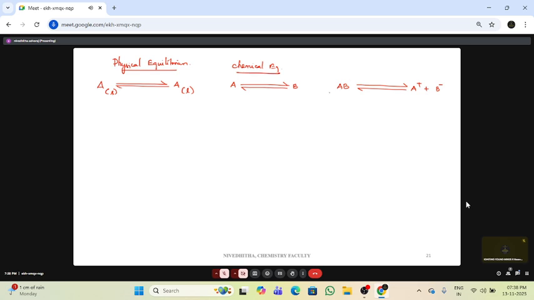Here, AB is a chemical compound and it is in equilibrium with A plus and B minus. These two are the constituent ions of this compound, right? So this is called ionic equilibrium. A chemical compound is in equilibrium with its constituent ions. So this is called ionic equilibrium. We have done with chemical equilibrium already. So now we'll start with ionic equilibrium.